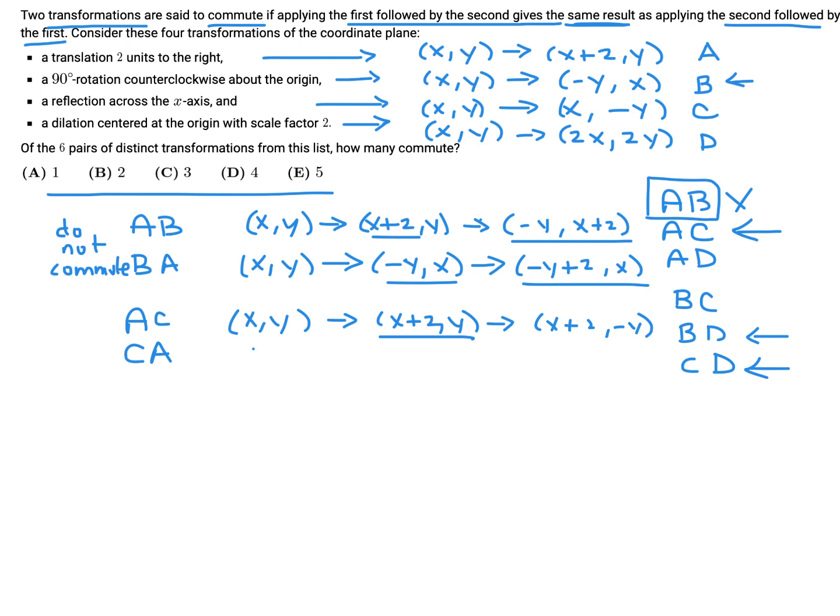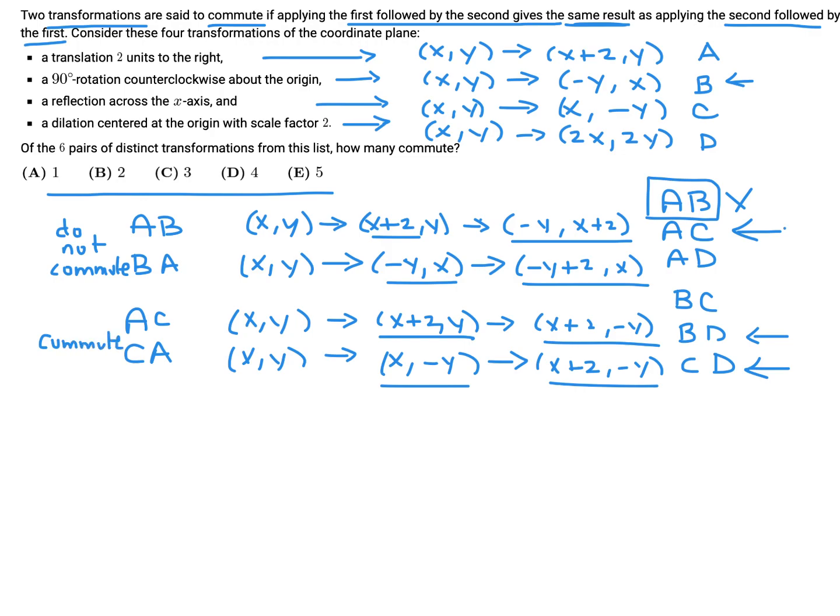Okay? And then similarly, you do CA and see what happens. You first apply C, and that would be x minus y. And then you would then do the A transformation to this guy. And when you do, you would get x plus 2 minus y. And as you can see, that is the exact same as that. So these commute. You got it? So this one is good. And I'll let you do these two. And you got to do some work, right? And when you do, you will find out that of those 6, only 3 commute. And therefore the answer is 3, and that would be C.